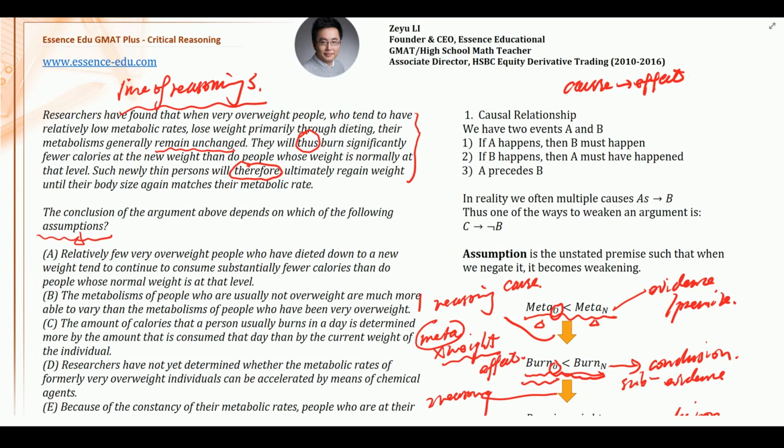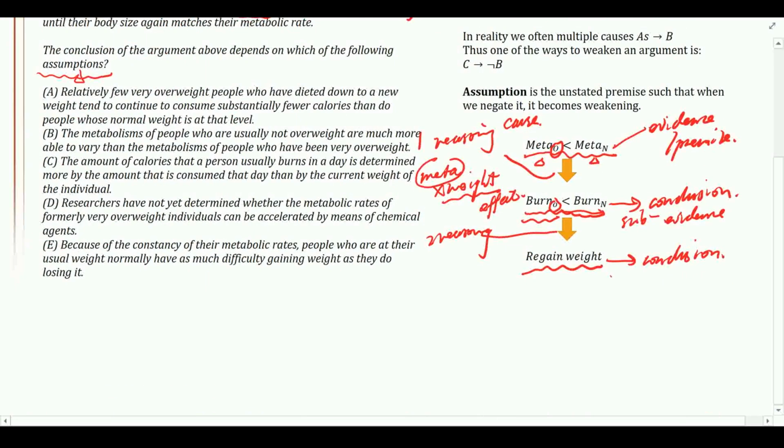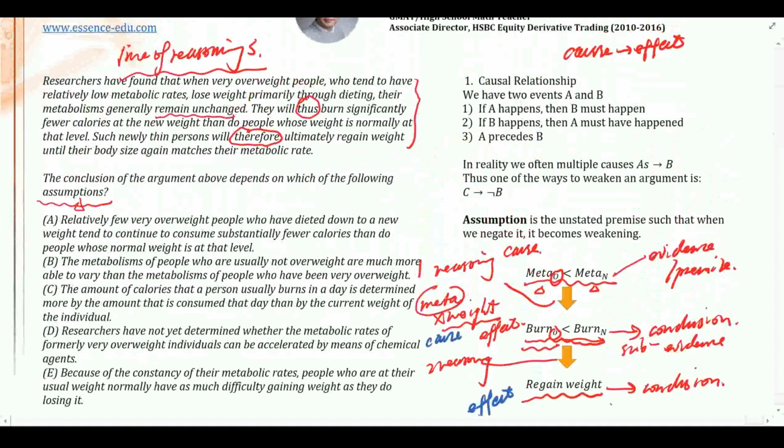In this line of reasoning, we basically have two causal relationships from cause to effect. This again becomes the cause, and here is the effect. So we have two cause and effect reasonings. Before we start to analyze this question and solve the problem, what is the assumption? Let me teach you something about the causal relationship.